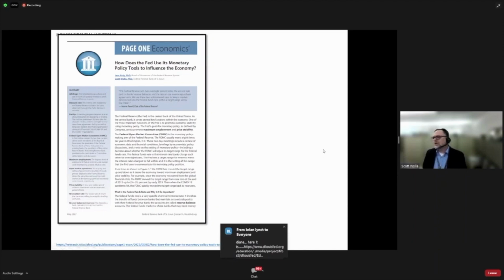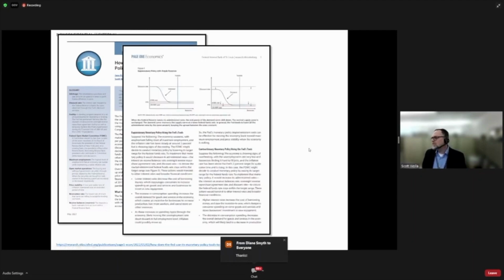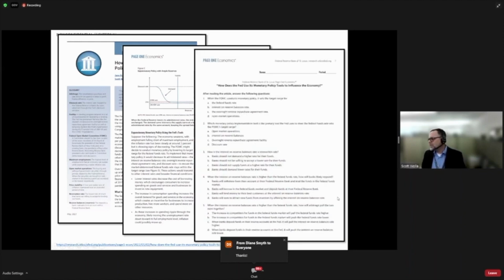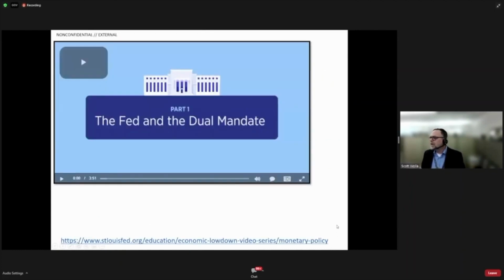But how does the Fed use its monetary policy tools to influence the economy? Again, this is written with high school and college students in mind. You'll notice the bold words. We define the words along the way. We describe it. Some of the images that I've used are used also in this document. And then it comes with an assessment piece here that you can choose to use if you want to see if your students are tracking. And there's an answer key available in Econ Lowdown.